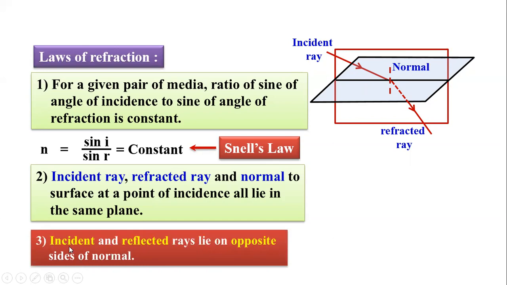Now the third law: incident and refracted ray lie on opposite sides of the normal. Read here properly. This is the normal, this is the incident ray, and this is the refracted ray. So the incident ray is on the left side and the refracted ray is on the right side. So they are on opposite sides of the normal. So these are the three laws of refraction.